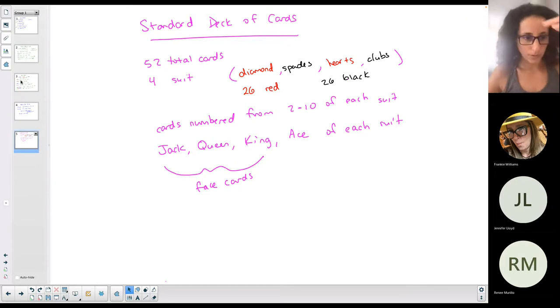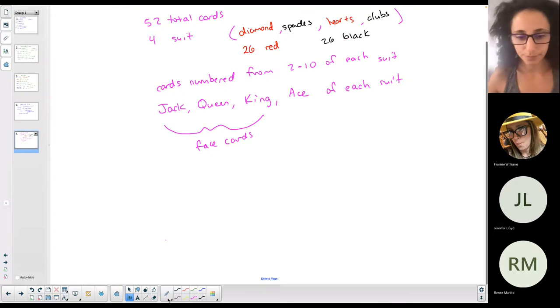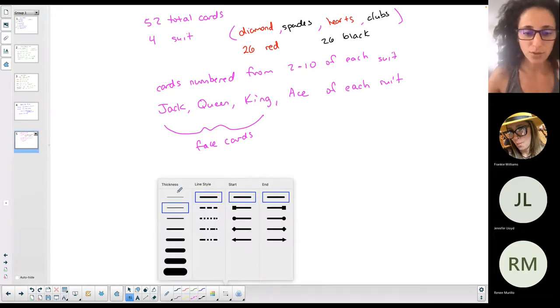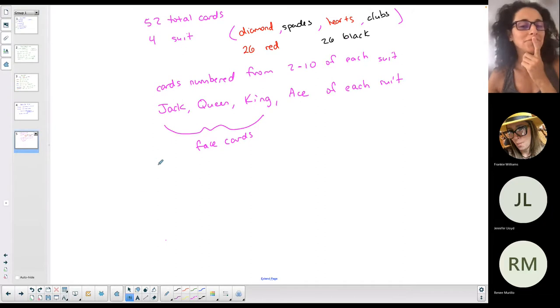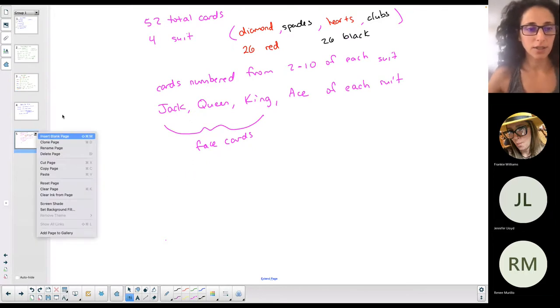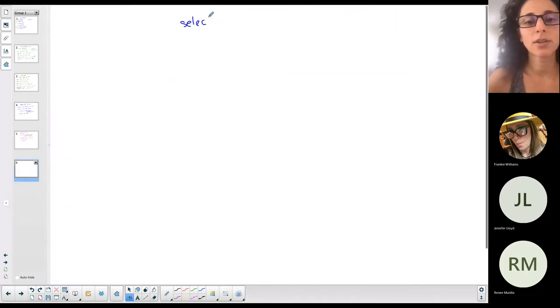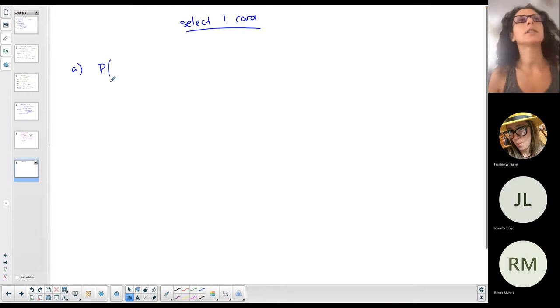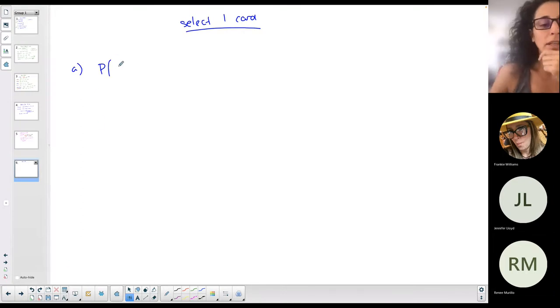Okay, I'm gonna do the new material first and then I can go back to old. So, based on that, let's do some problems. I'm going to select one card from a standard deck of cards. We're gonna find probabilities. Find the probability that one card is a king.